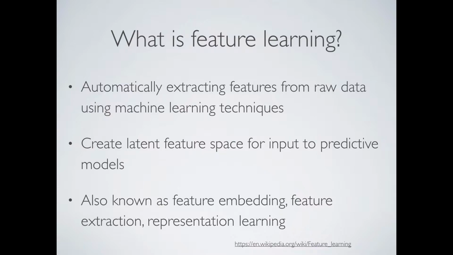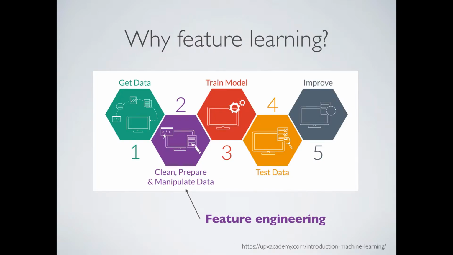Some other names you can find in the literature are feature embedding, feature extraction, and representation learning. I've always called it feature embedding myself, but preparing for this talk, I found the Wikipedia page on feature learning, and I'm like, all right, Wikipedia is the authority, right? And I think it sounds cooler anyway, so feature learning it is. So from a high level, that's what feature learning is.